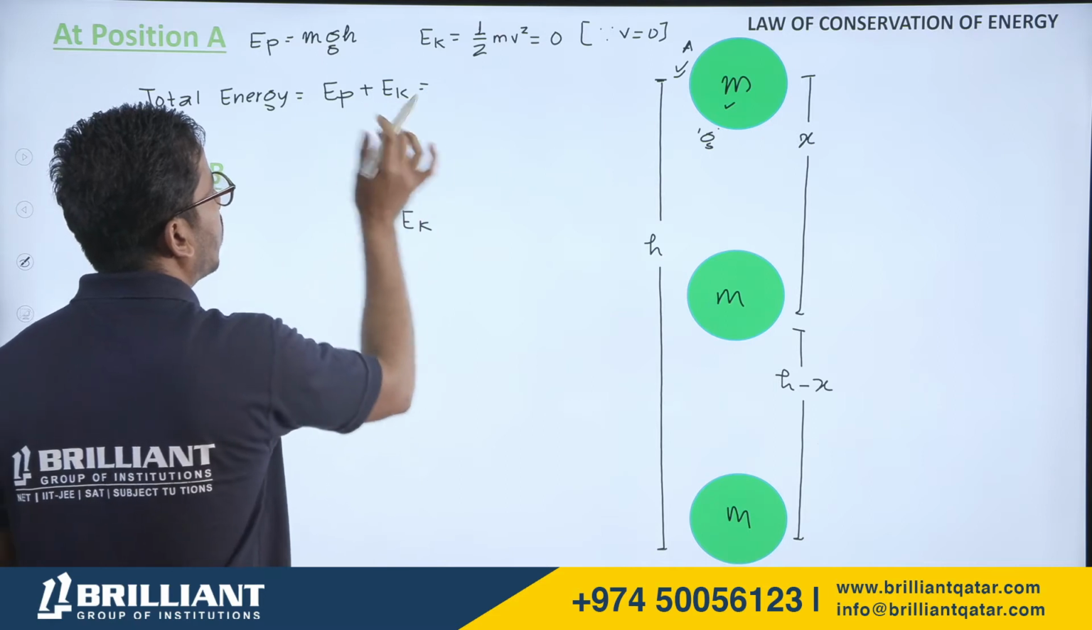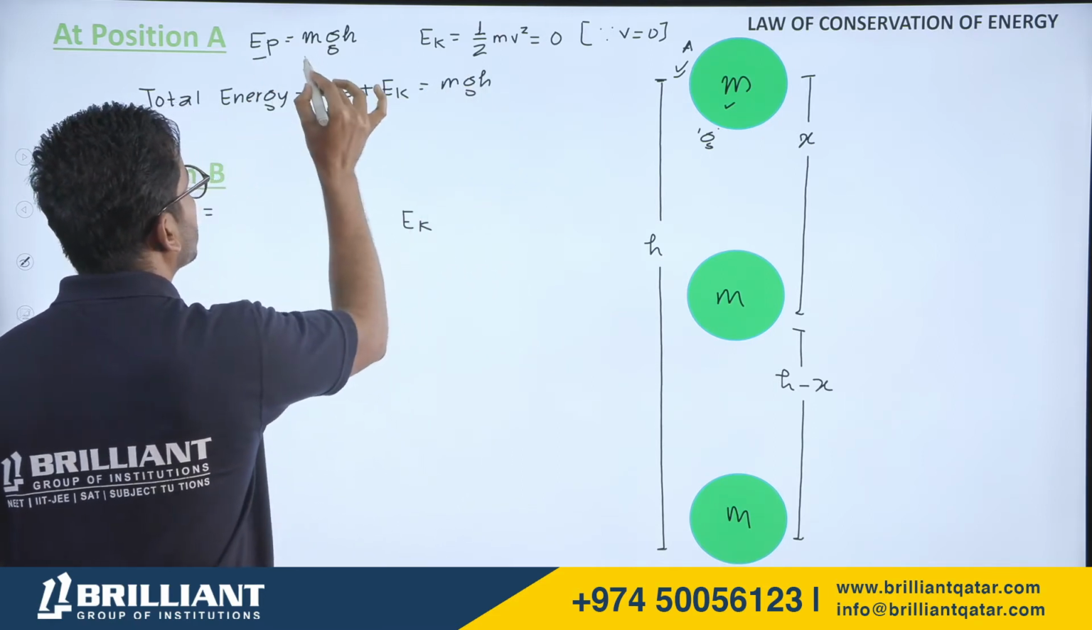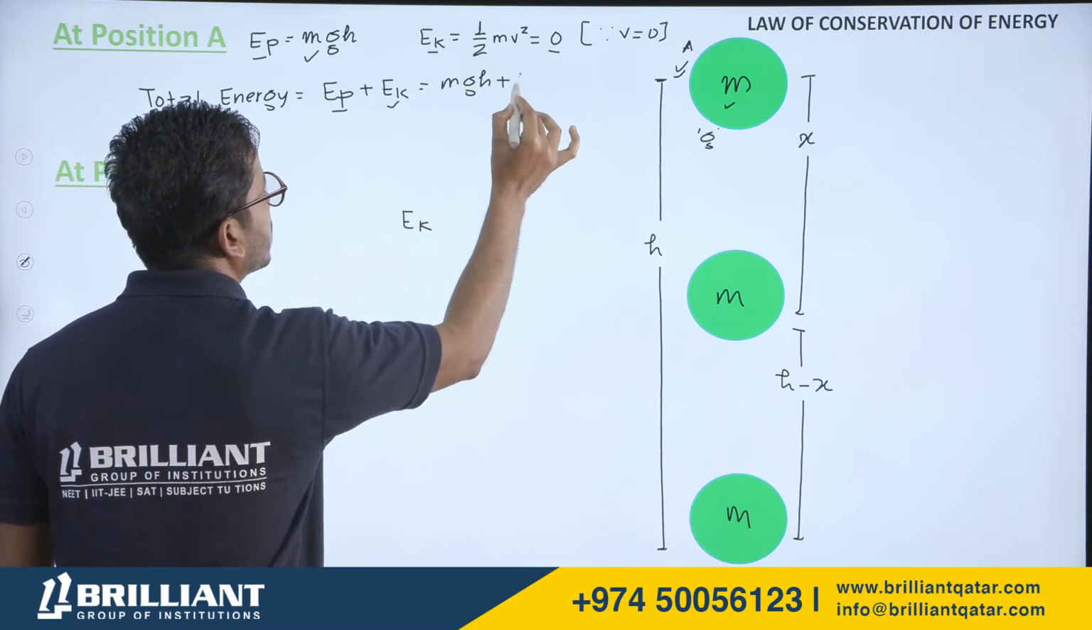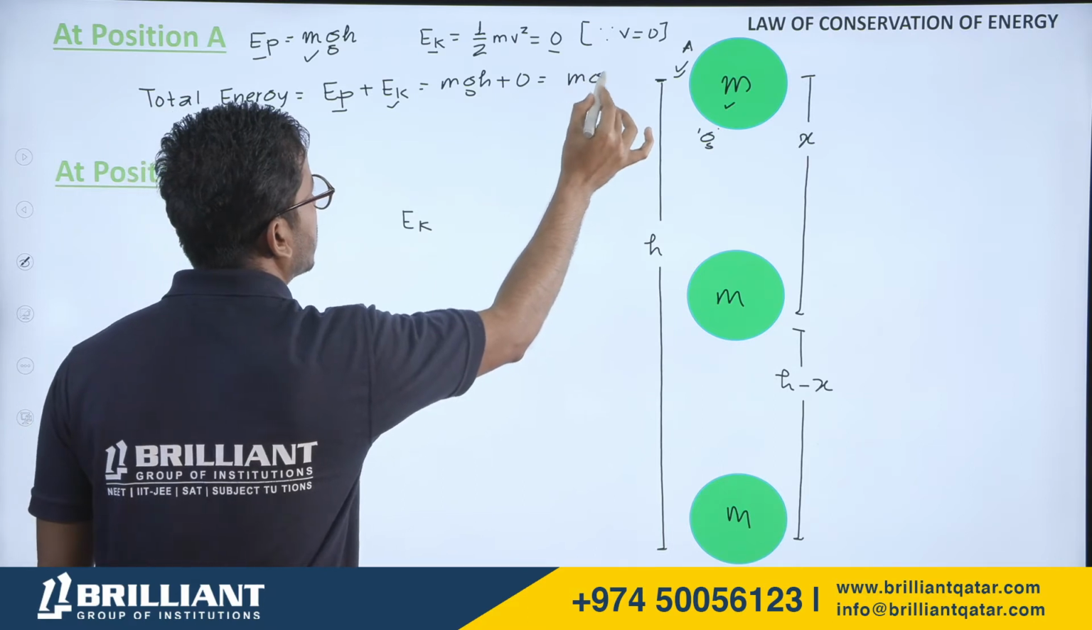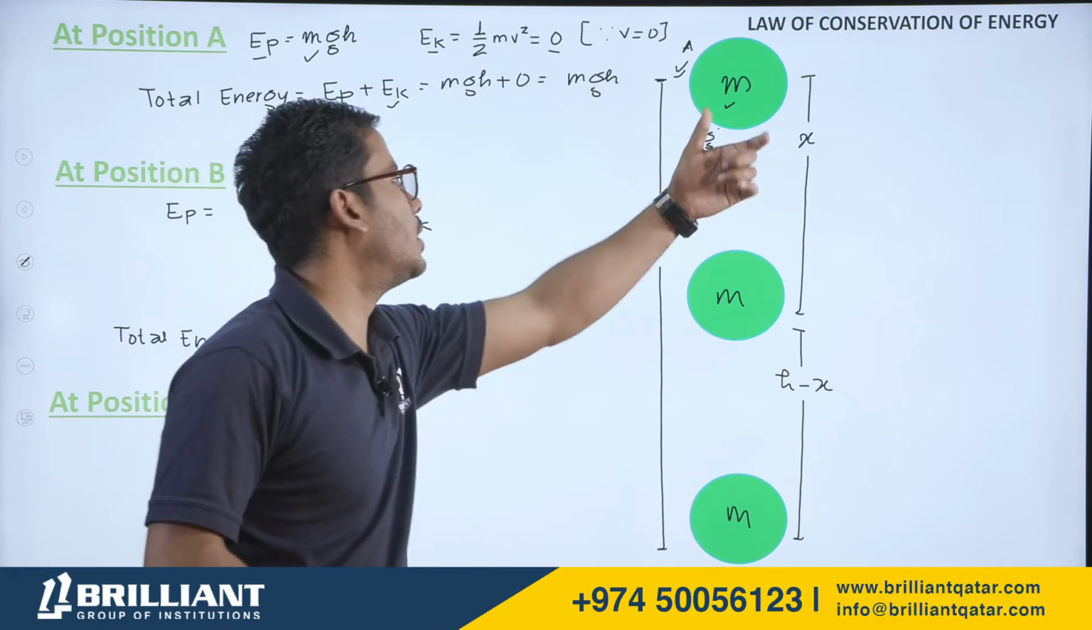All right. So what is the potential? You will tell me mgh. Potential is mgh. What is the kinetic? It is 0. Kinetic is 0. What's the total energy? mgh. This is it. How cool is that? It's very easy to figure out, right? So you figured out kinetic, potential and total.